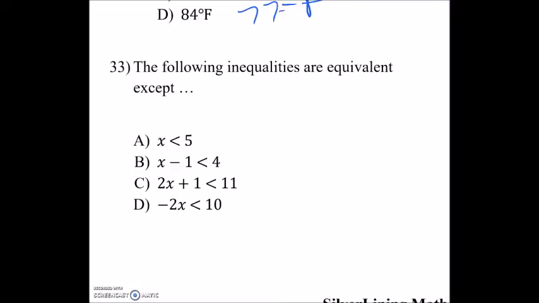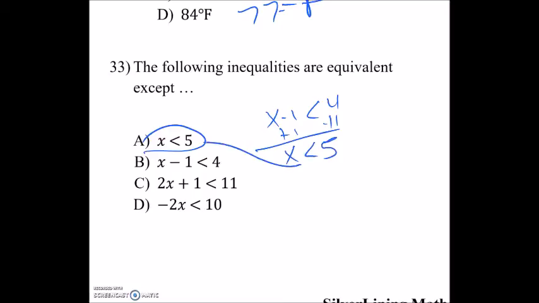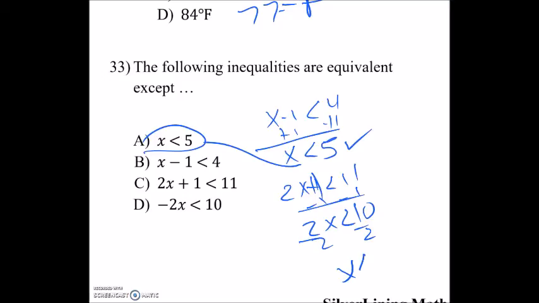The following inequalities are equivalent except... So I have x is less than 5, and this one I have to add 1, so x is less than 5. They're the same, yay. And 2x plus 1 less than 11, we subtract 1, 2x is less than 10, divide by 2, x is less than 5. And this also is the same.